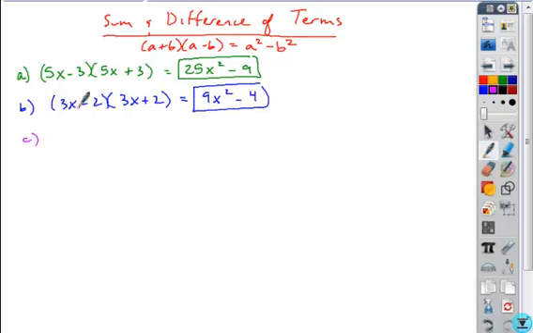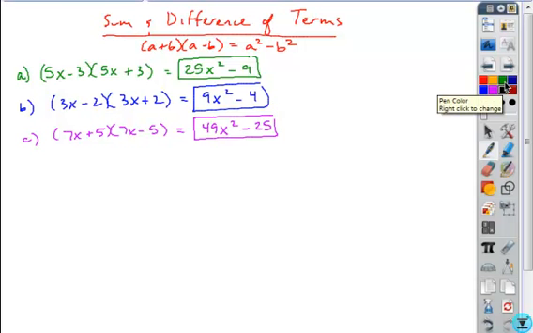Okay, try one more example like this, and then I'll move on to the next level of difficulty. Okay, 7x plus 5 times 7x minus 5. What's our first term going to be? Square the 7, square the x, always a minus, square the 5, and we get our solution. All right, questions on those before we move on?